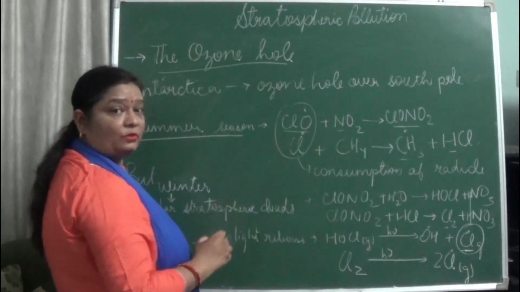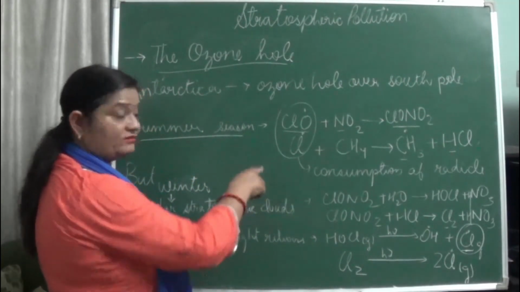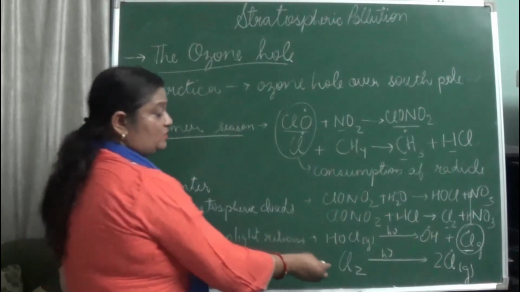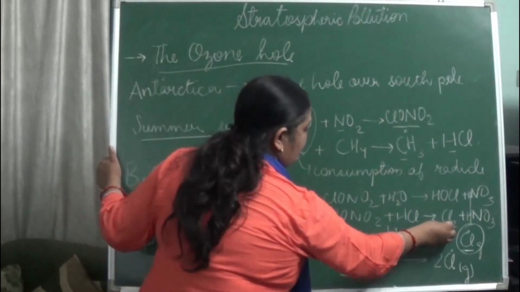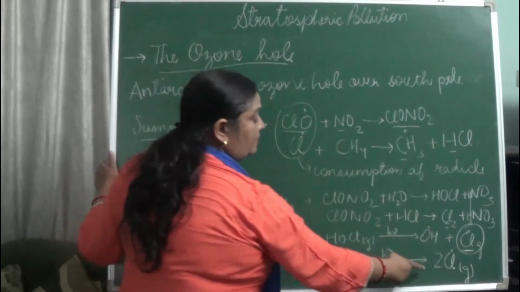It will combine with what? Ozone, and it will break it. We have studied this in the last portion. Okay, so here chlorine also has been formed. What happens over here? This chlorine which has been formed, what happens? It also breaks up into what?